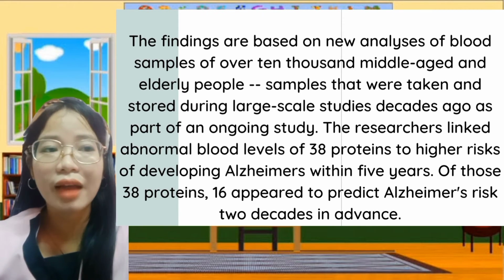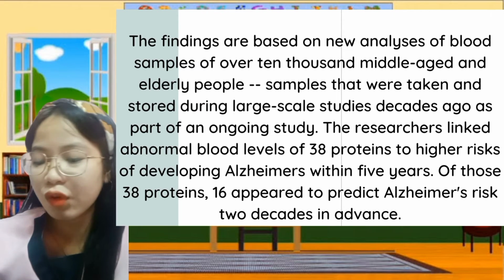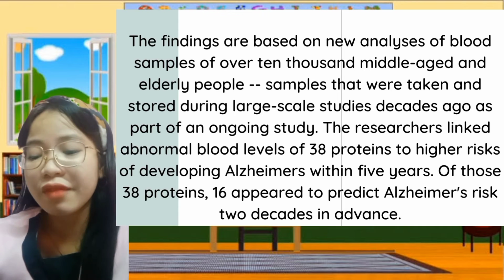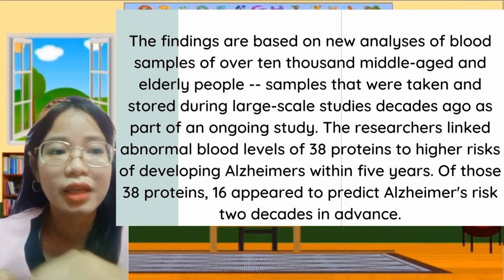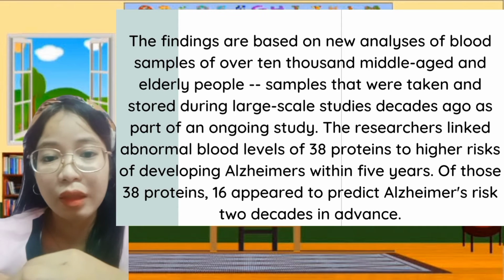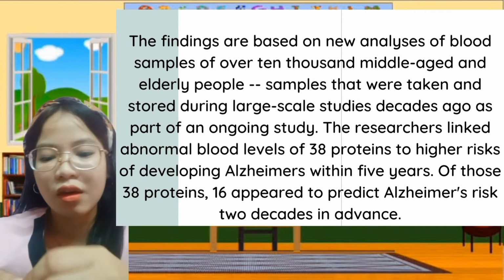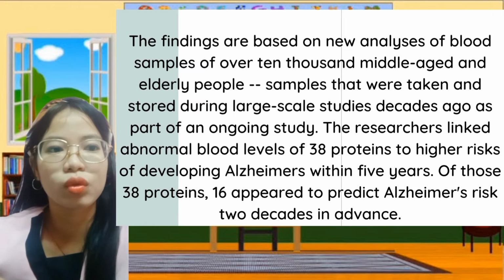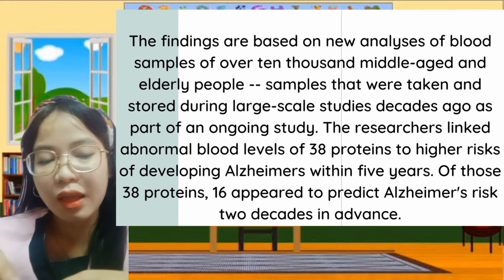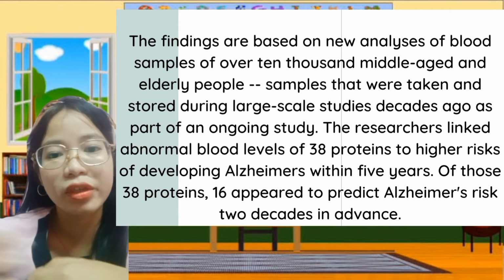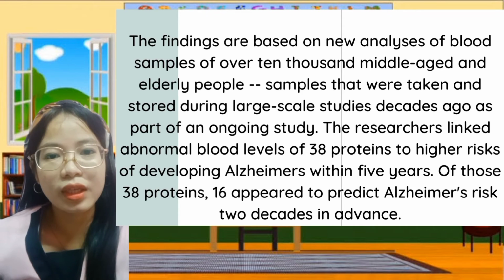The researchers analyzed the results and found 38 proteins whose abnormal levels were significantly associated with Alzheimer's risk of developing dementia, and napipredict to 5 years on the following blood draws. So, ang ginamit nila na technique to test the blood is SomaScan, nagme-measure to ng mga protein levels.